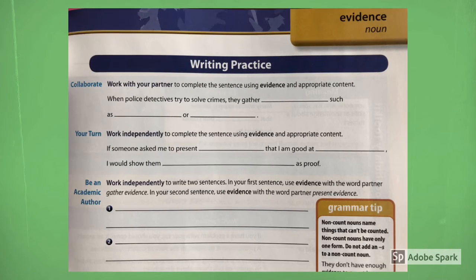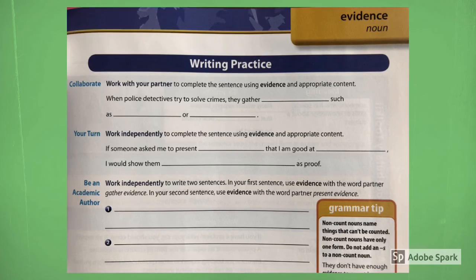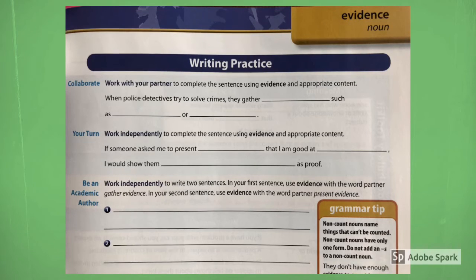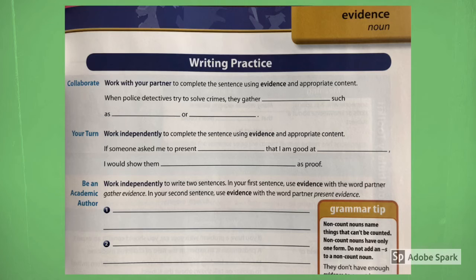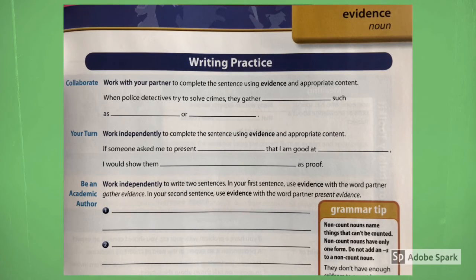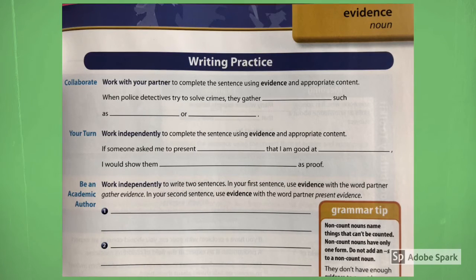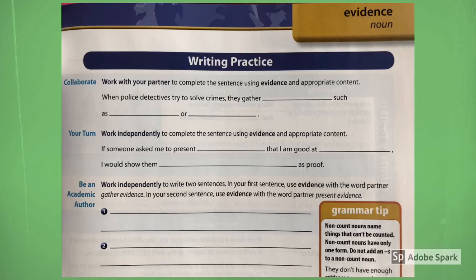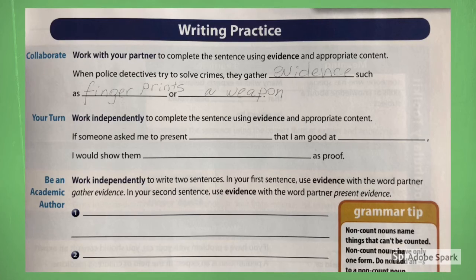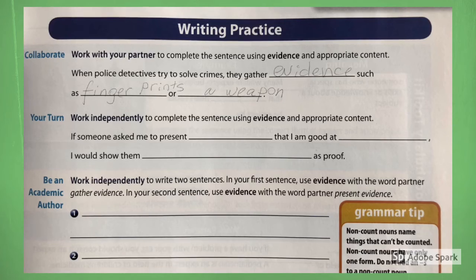Alright, let's look at the writing practice and the very first sentence. When police detectives try to solve crimes, they gather evidence, right? They gather proof. Evidence and proof are synonymous words. So, what type of proof might police be looking for in order to solve a crime? Think about it. Alright, here's my example. When police detectives try to solve crimes, they gather evidence, such as fingerprints or a weapon.